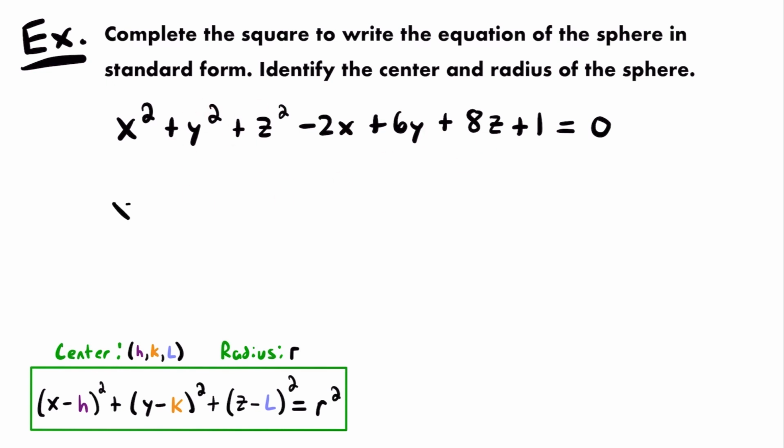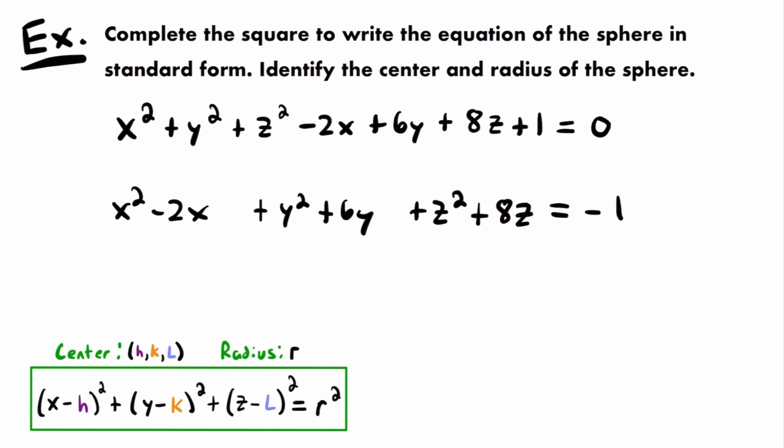All right, so if we do that, we'll have x squared, and then I see negative 2x, so I'll write minus 2x. And that's all the x terms, but now let's look at our y terms. We have y squared and 6y. So we'll have plus y squared and plus 6y. And then let's add our z terms, which are z squared and 8z. So we'll have plus z squared and plus 8z. And then we have this leftover plus 1. I'm just going to subtract that over to the other side of the equation. So this will be equal to negative 1.